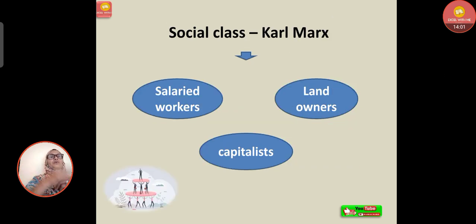Now, according to Marx, a social class is that which occupies a fixed place in the process of production. Marx distinguished three classes here, related to the three sources of income. Number one, salaried workers, that is owners of simple labor power. Second, capitalists, that is owners of capital, that is money. Then landowners, whose respective sources of income are wages, profit, and ground rent.